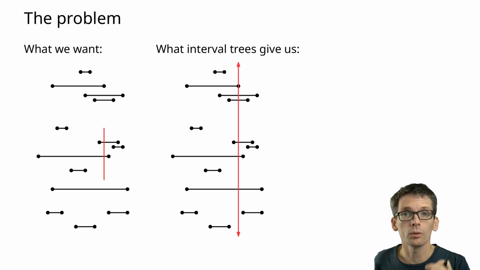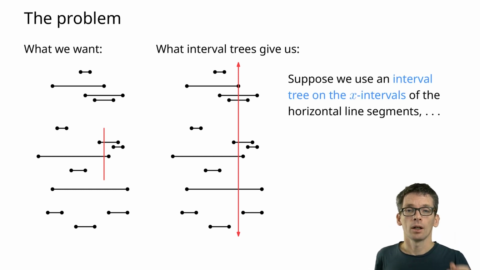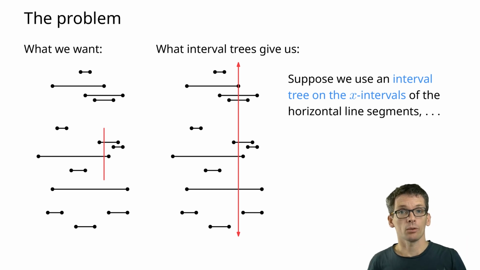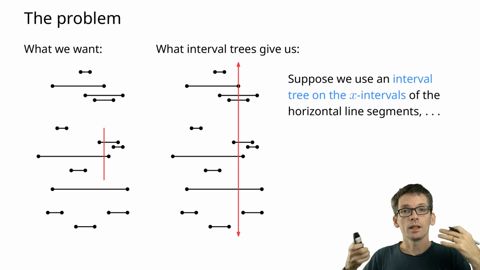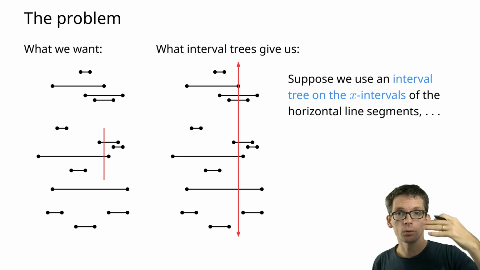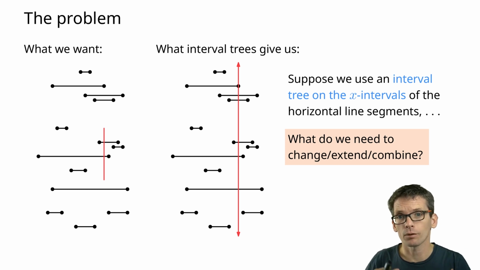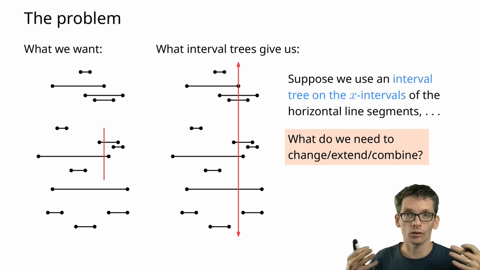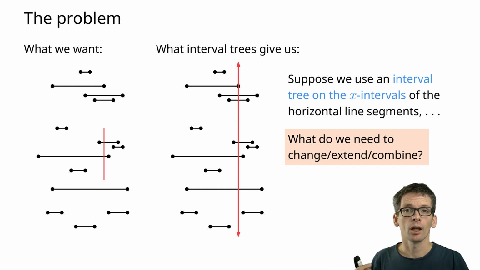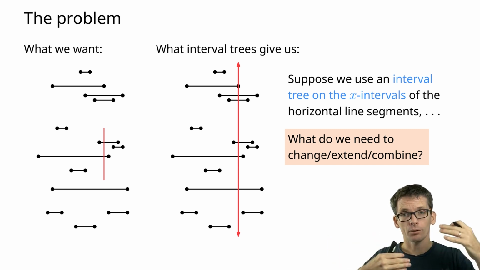Okay, so what do we need to do now? Let's say we use an interval tree on the x coordinates. Then we need to do something new to handle the y coordinates. And that's very typical for range and windowing queries and generally these types of data structures. We need to see how we combine different data structures.